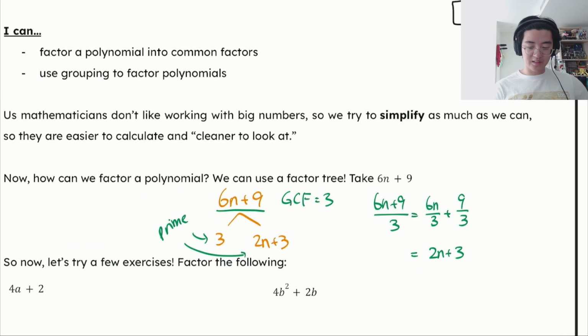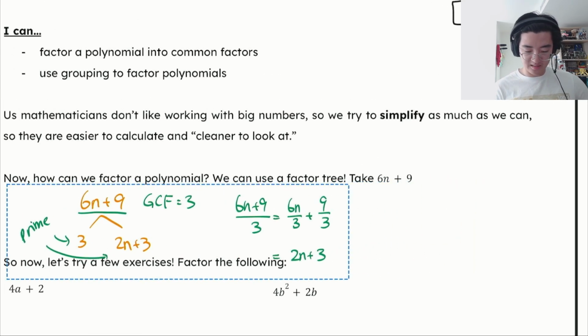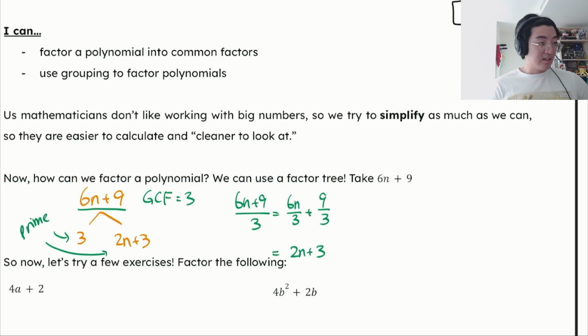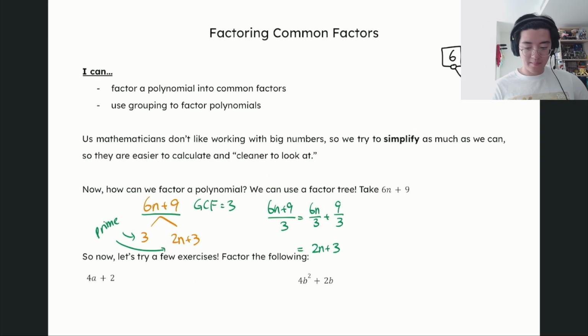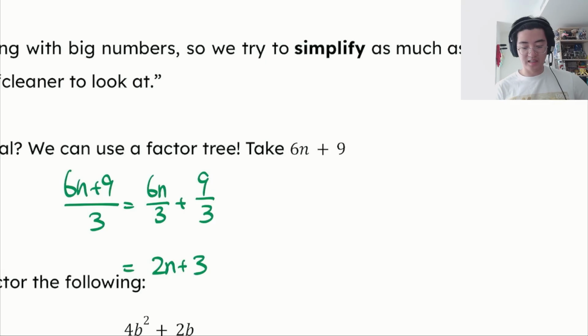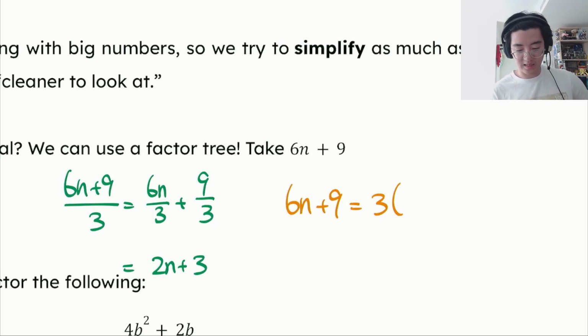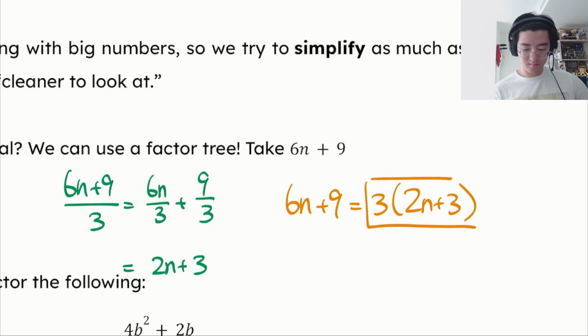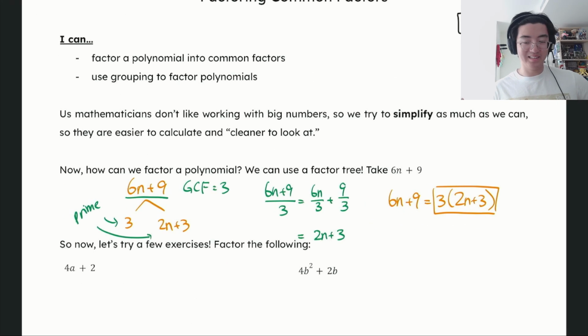So now putting this all together, let me scooch all this aside here. Okay, putting all this together now, 6n plus 9 can be factored into 3 times 2n plus 3. Okay, and that's it. That's how we factor something using common factors.